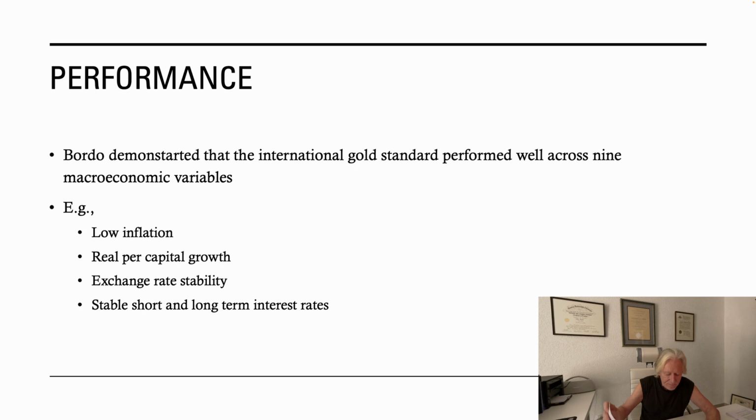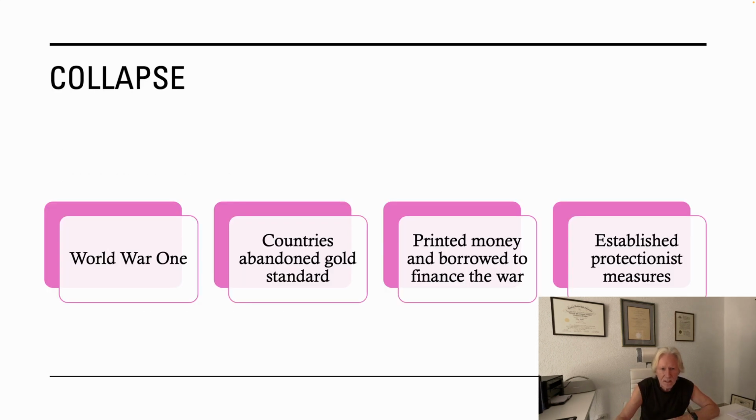I'll conclude on that today, except just before closing, I'm going to make one more statement. What happened to it? Well, it collapsed due to the outbreak of World War I. Because of World War I, countries that were on the international gold system completely abandoned it because they had to print money and they had to borrow to fund the war effort. In addition, they undertook a lot of protectionist measures that would inhibit international trade. All right, see you next time.